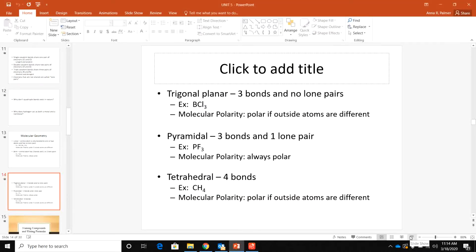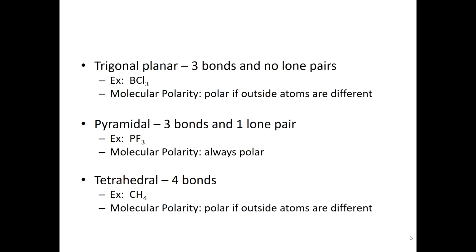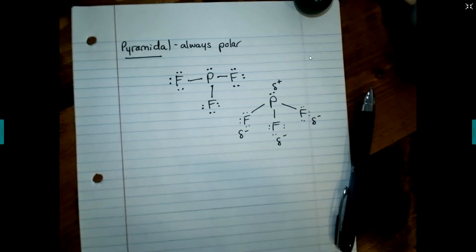And now we're going to talk about the very last shape, and that is tetrahedral. Tetrahedral is whenever you have 4 bonds. And since, for the sake of what we're going to learn, 4 bonds is kind of the capacity for an atom, we're not going to have any lone pairs on the central atom. So the example I'm going to give you is CH4, and for its polarity, you'll notice it's the same as trigonal planar and linear. It's going to be polar if the outside atoms are different, non-polar if the outside atoms are the same. I'll show you that example.